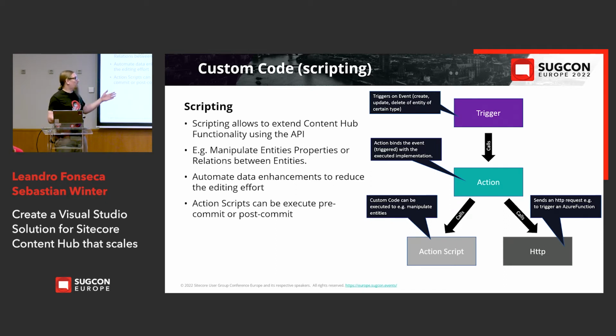Or you just connect with any kind of HTTP service. If we take an Azure function, it can connect through the SDK or the API of Content Hub again and manipulate the data right in there. Or we just have any external system connected like that and maybe export data.